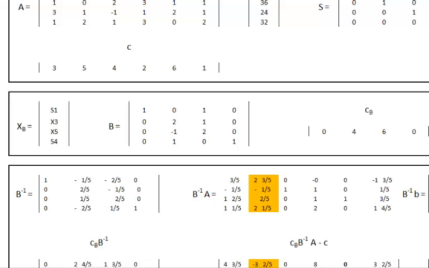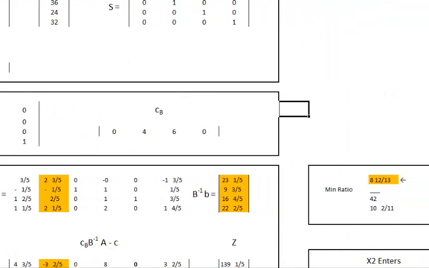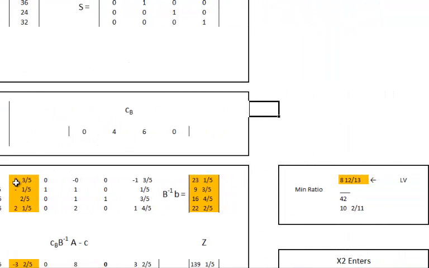That's the only negative number in here. Therefore, this variable, which is representing the X2 variable, is going to enter the basis. To identify the leaving variable, we need to do the calculations for minimum ratio. As we perform these calculations, the minimum ratio happens to be at the first row, which is associated with S1.